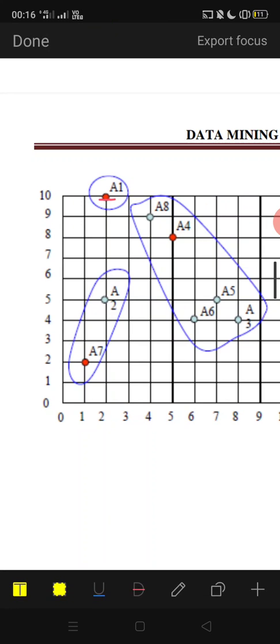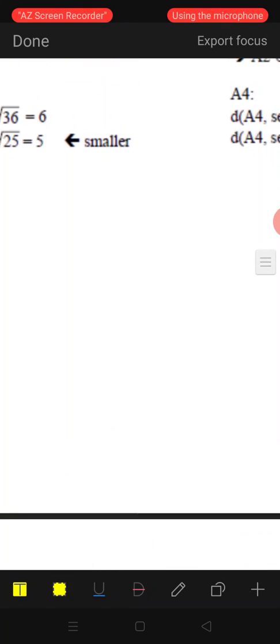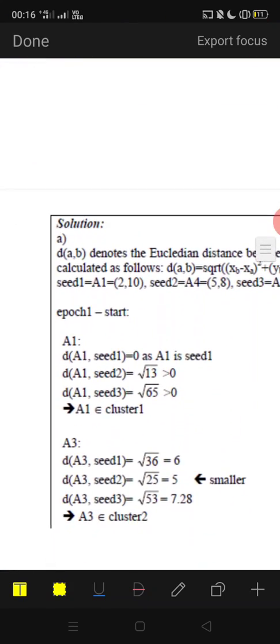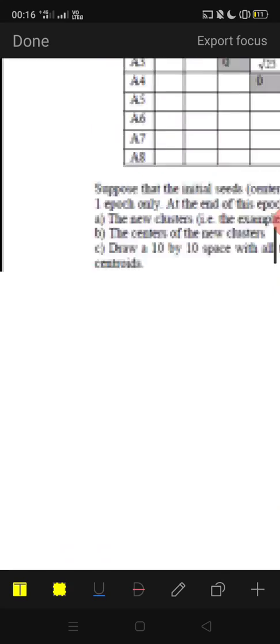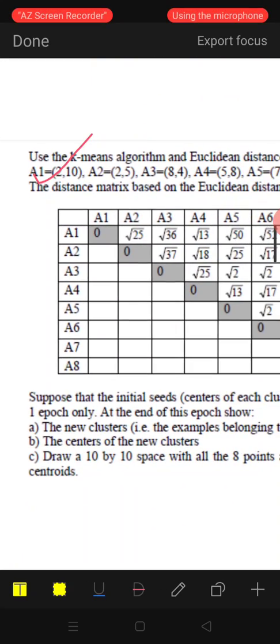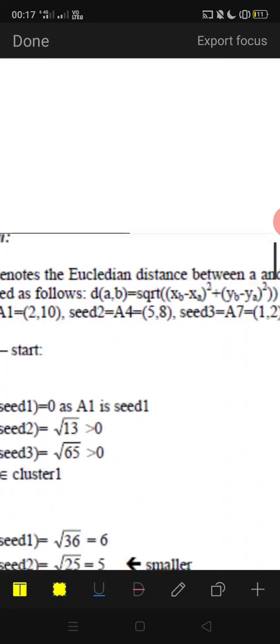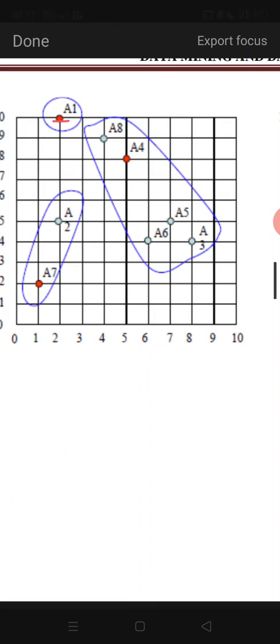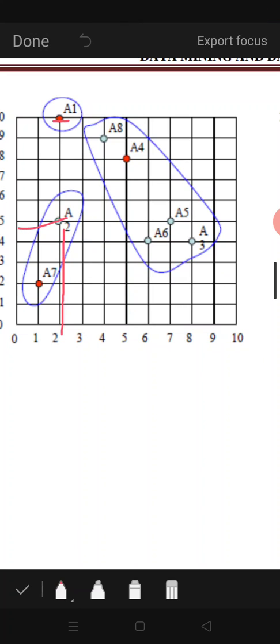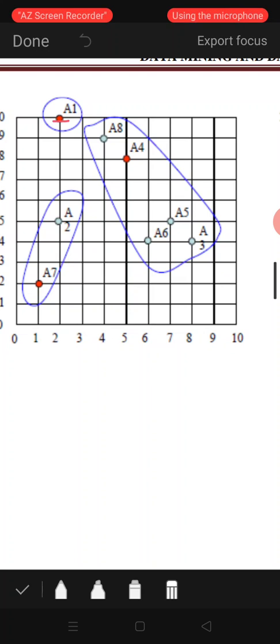Now A2, the same concept. You have to draw it there. A2 is 2 5, and A3 is 8 4. For A2, x-axis is 2 and y-axis is 5. This is A2, mark it as A2. Then A3 is 8 4: x-axis 8 and y-axis 4, like this way.